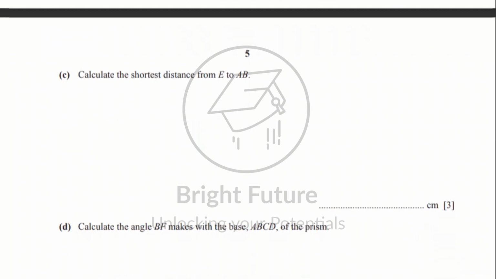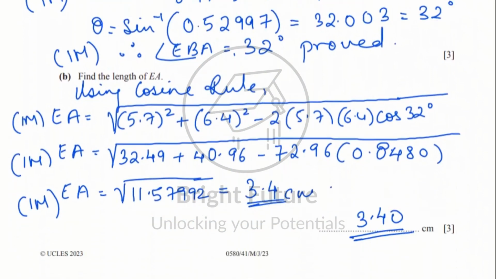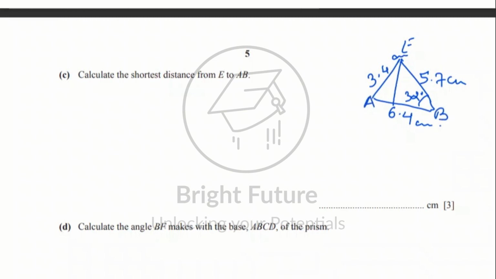Calculate the shortest distance from E to AB. From E to AB, that means this distance is what we have to calculate. Let's draw a rough sketch over here. This is 32 degrees. This is 6.4. This we calculated as 3.4, and this is 5.7 centimeters. This is what we have to calculate, E to AB. Shortest distance, so it is perpendicular.